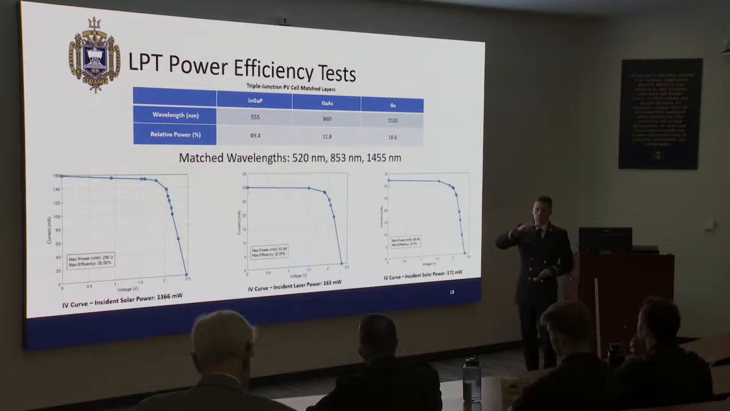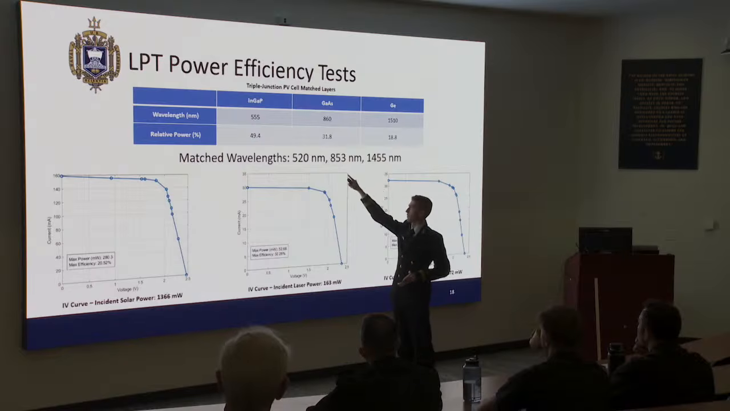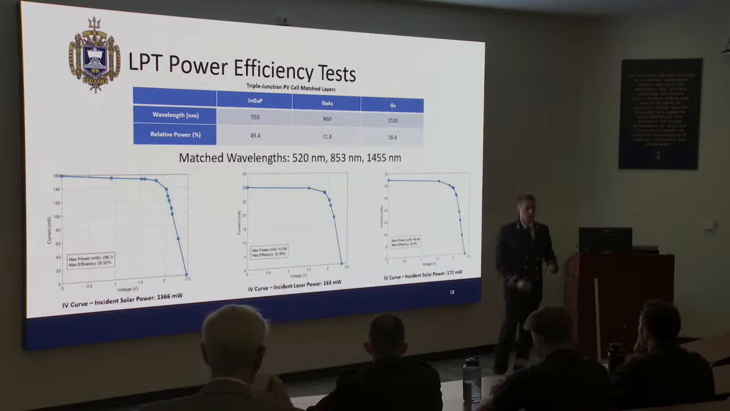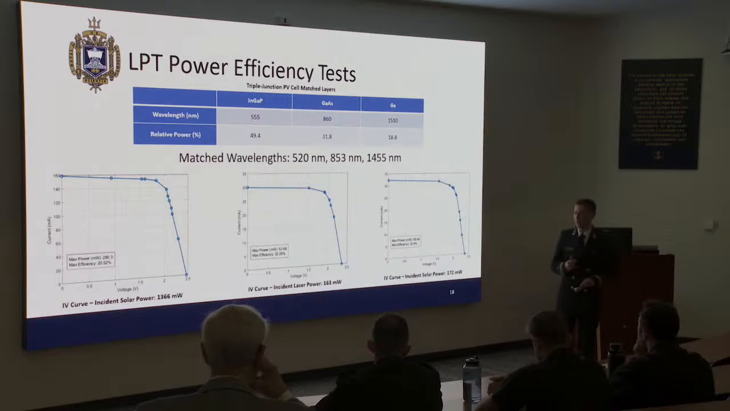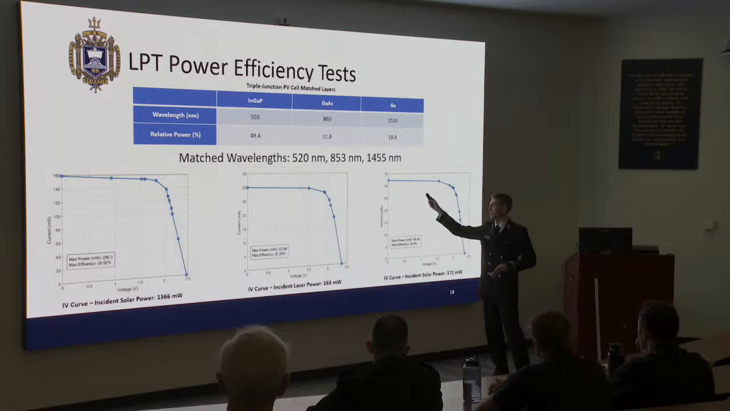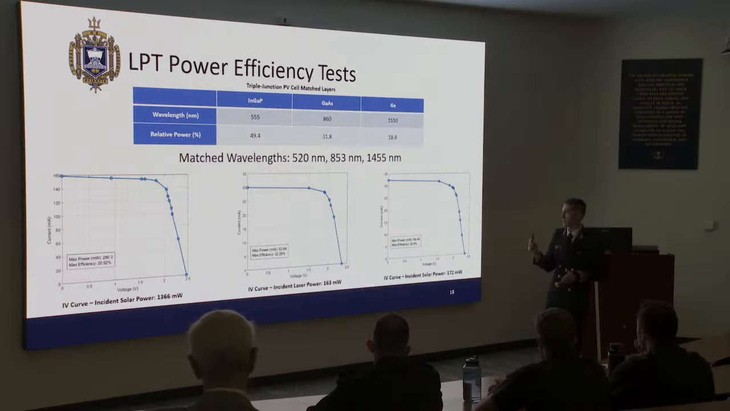Okay, MPS said that these three wavelengths we have to operate at for peak power efficiency: 555, 860, and 1510. Due to the limitations on the commercial side of what is actually available, we ended up using a 520 nanometer, an 853 nanometer, and a 1455 nanometer laser diode. So closely matched, but not perfect.